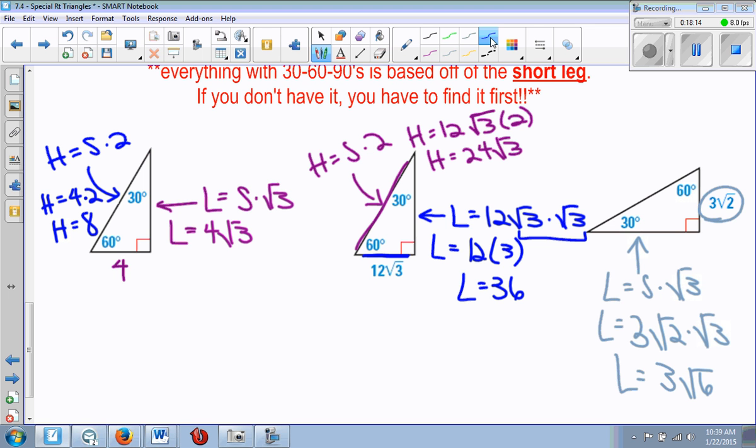If you want the hypotenuse, double the short leg. So my hypotenuse is going to be 3 root 2 doubled, so multiplied by 2. Numbers outside of the root get multiplied together, so my final answer is 6 square root of 2.